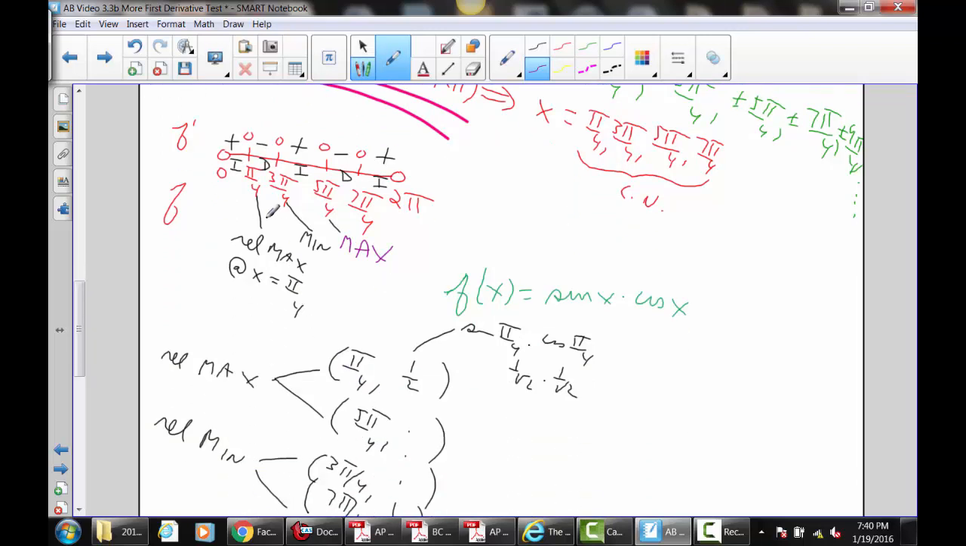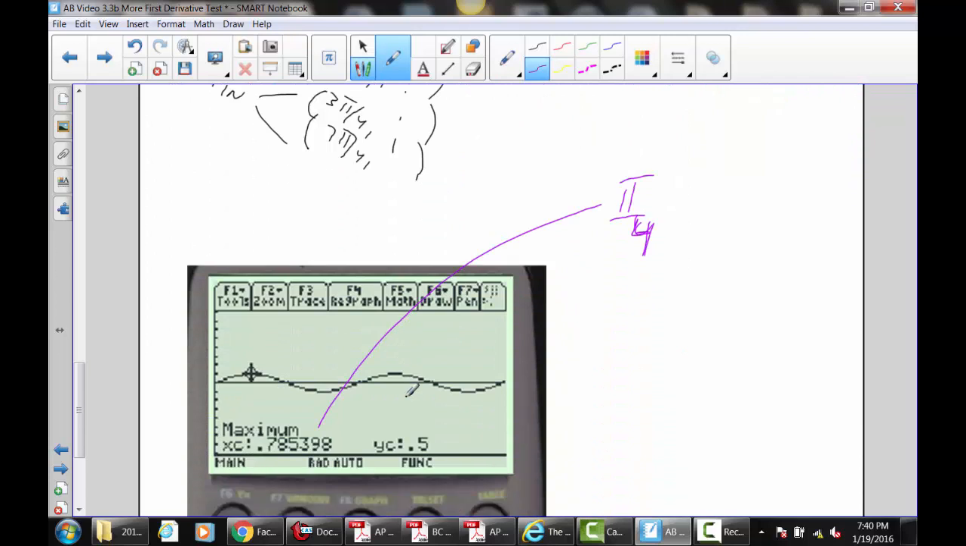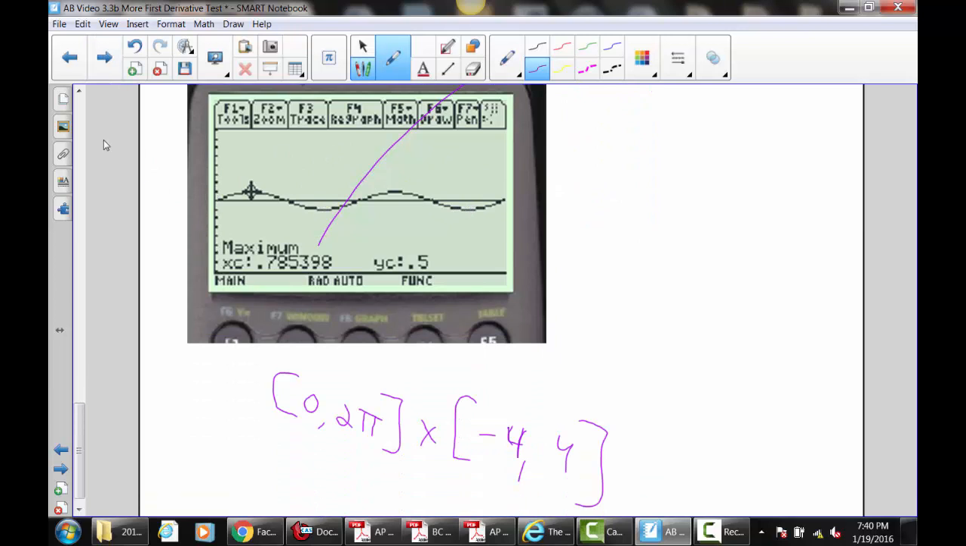So you have relative maxes at pi over 4 and at 5 pi over 4, and relative mins at 3 pi over 4 and 7 pi over 4, and then you'd have to plug those into the original function to get the y coordinates. I know this is a TI-89, but just so you can see what this function looks like, here's a max, here's the min, here's the max, here's the min, and those are the exact ones that we found. Okay.